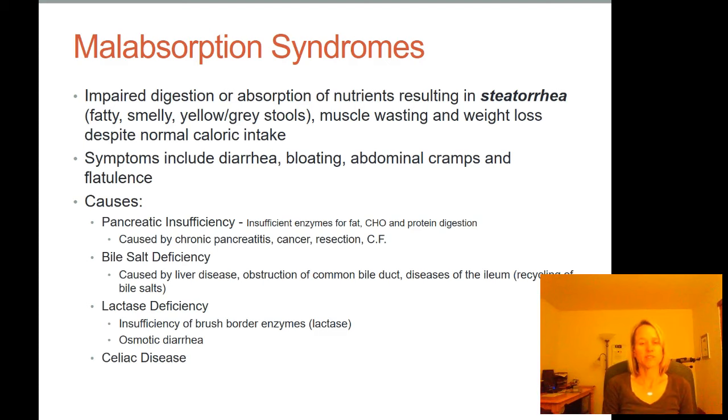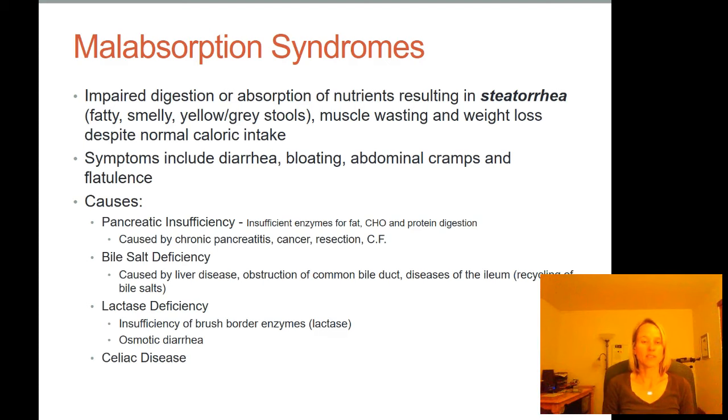Bile salt deficiency. This is where we don't have enough bile salts for the emulsification of fats. This is going to be caused by liver disease or obstruction of the bile duct, or diseases of the ileum, because the ileum recycles bile salts. So this is going to result in poor digestion of fats.